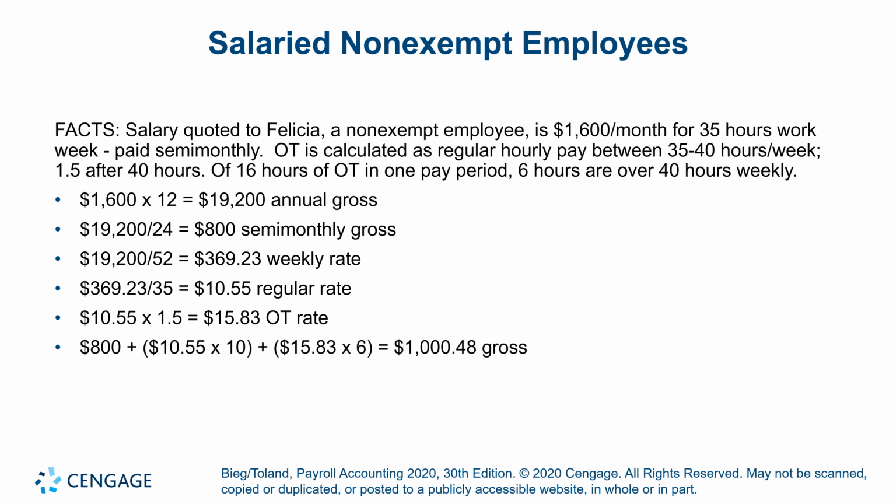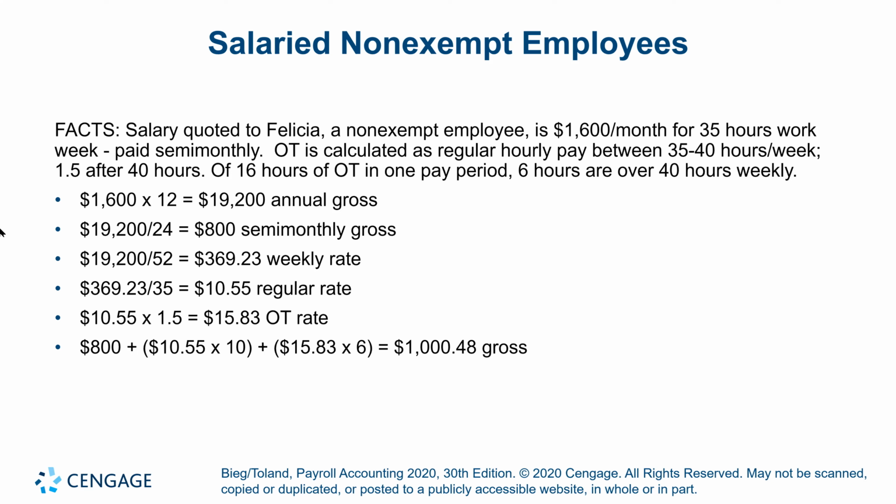And this person is paid semi-monthly, which means 2 times per month. So then we take that 19,200 divided by 24. That gives us the 800 regular pay in the pay period, right? The 800 semi-monthly gross. And then to calculate the overtime, again, we're taking the 19,200 divided by 52 weeks. That gives us that weekly rate. And then we take that weekly rate, 369.23, divided by 35 hours, because that's her normal working hours. And so her regular rate is $10.55 per hour. We take that times 1.5, that gives us the overtime rate.